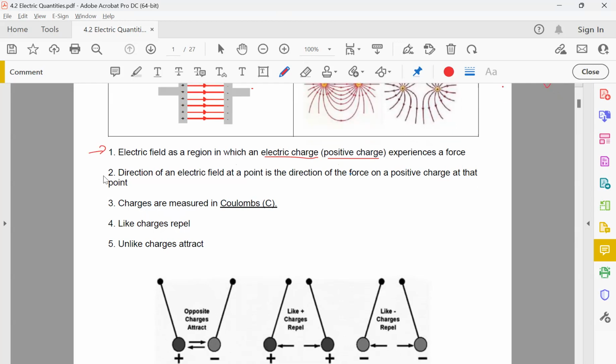All right, then after that, direction of electric field at a point is the direction of the force on the positive charge at that point. Charges are actually measured in coulombs. The next chapter, we're going to learn to do the calculations.